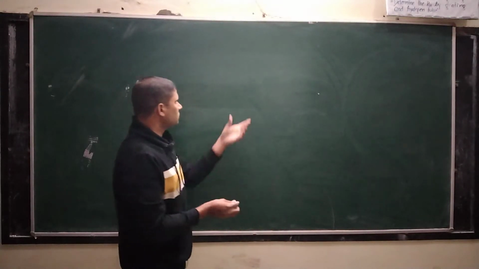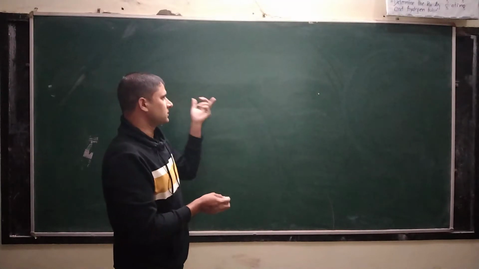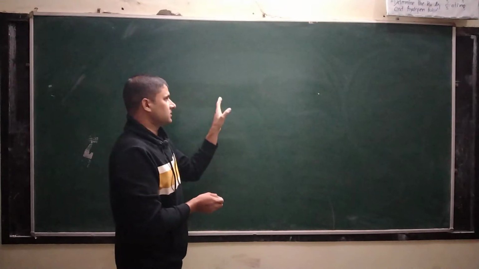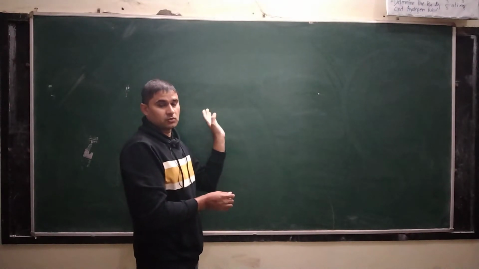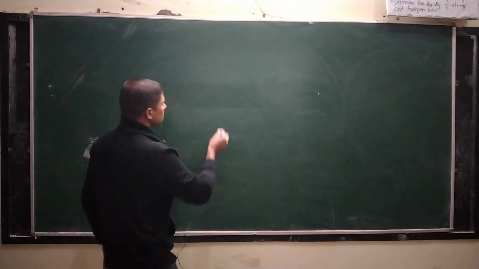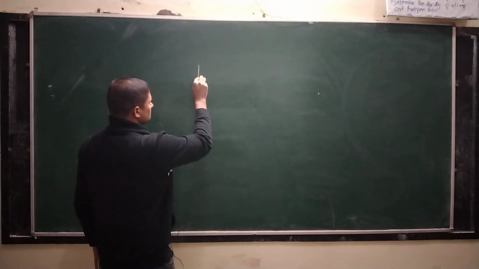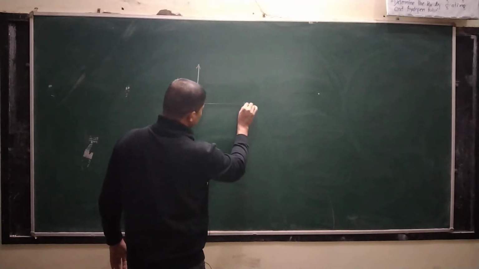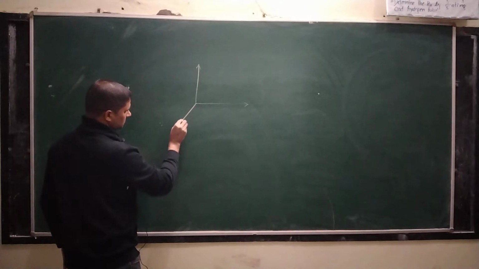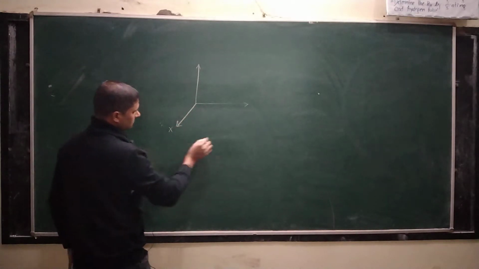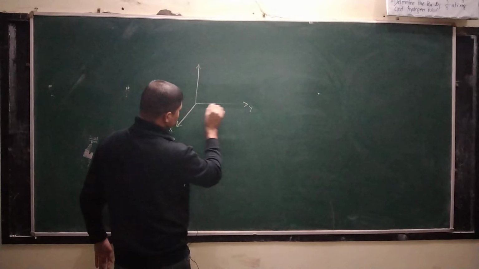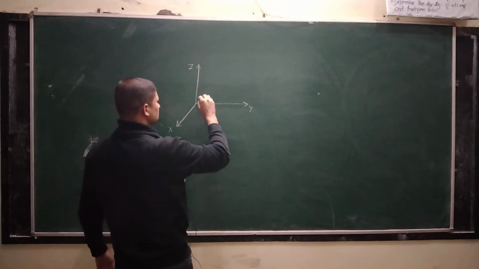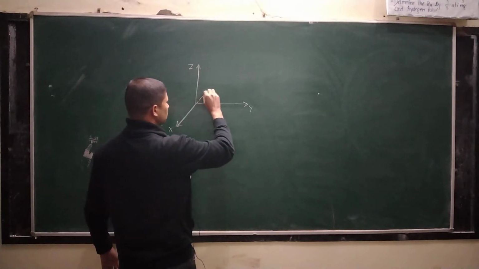Okay class. Now we have to see one more point, that when the face is present or the plane is intersecting any axis on the negative side, then what you will do? So let me draw the crystal axis for simple cubic, and let these be along x-axis, y-axis and z-axis.